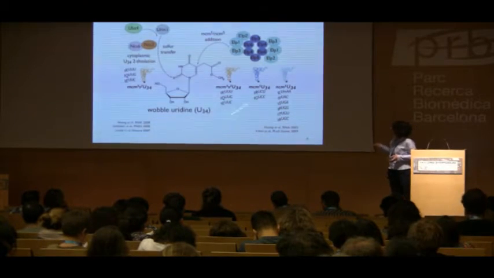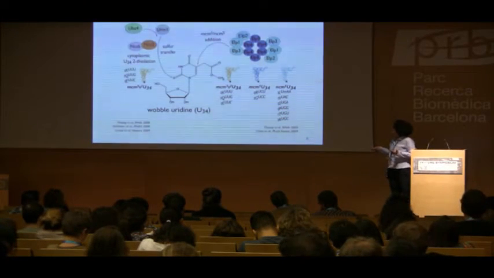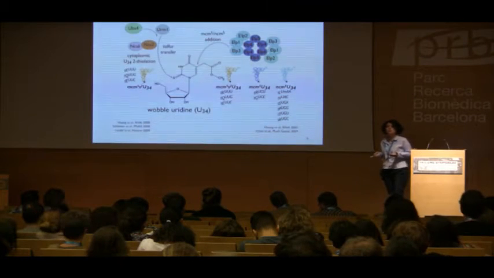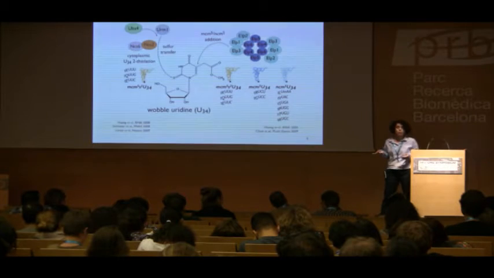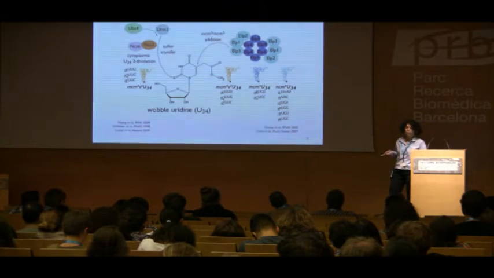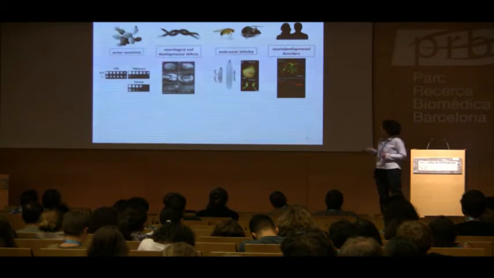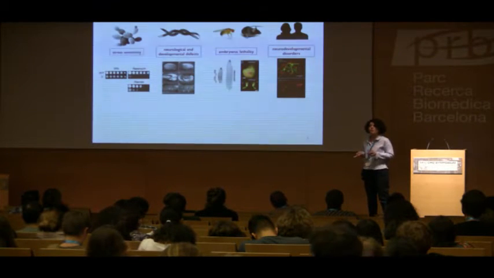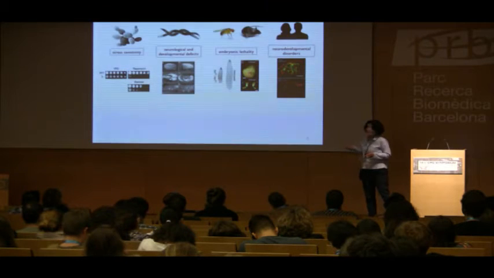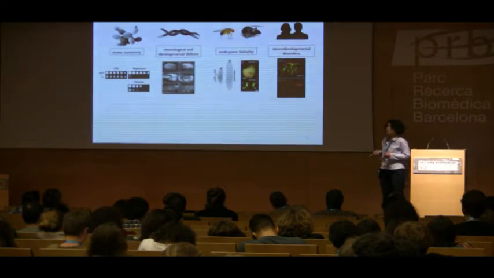So why would you bother to do all of this? Well, actually, it's not important for tRNA stability or aminoacylation, but when you knock out one of these enzymes, it actually has profound consequences for cellular and organismal fitness. And what happens in yeast is that it actually sensitizes cells to a variety of environmental stresses. And in C. elegans, it causes neurological and developmental defects.